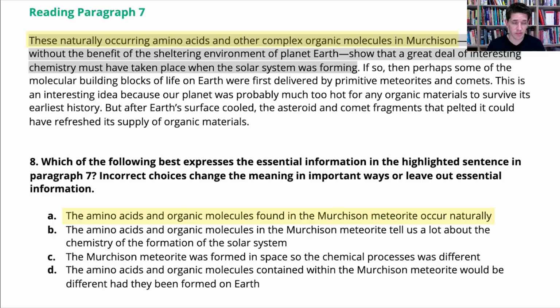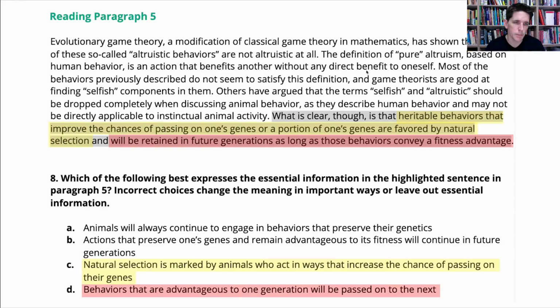So the first part of that sentence actually says this: These naturally occurring amino acids and other complex organic molecules in Murchison, formed without the benefit of the sheltering environment of planet Earth, show that a great deal of interesting chemistry must have taken place when the solar system was forming. So I need more information. These amino acids and organic molecules in the meteorite that occur naturally, what do they do? Well, they show a great deal of interesting chemistry of when the solar system was forming. So I need that information. It's missing some important information here.